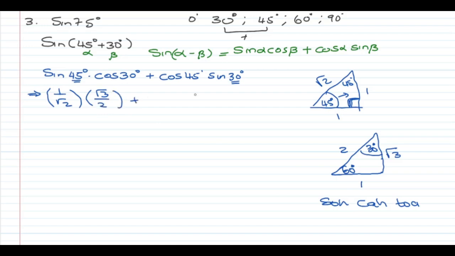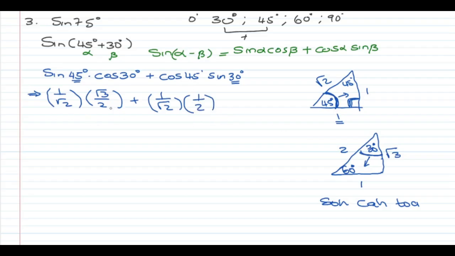Then we add the cos 45. This is my 45. Cos is adjacent. If this is 45, which one is the adjacent? 1. So this will be adjacent over hypotenuse, which is 1 over root 2. I hope this makes sense. Close the bracket, then let's work on the sine 30. Sine is opposite, the side opposite to that angle is 1, over hypotenuse. So this will just be 1 over 2.